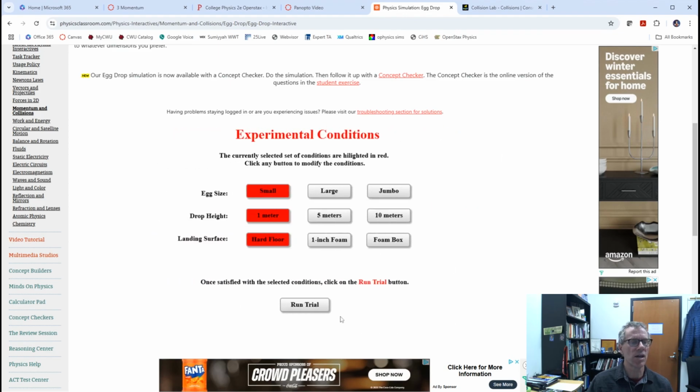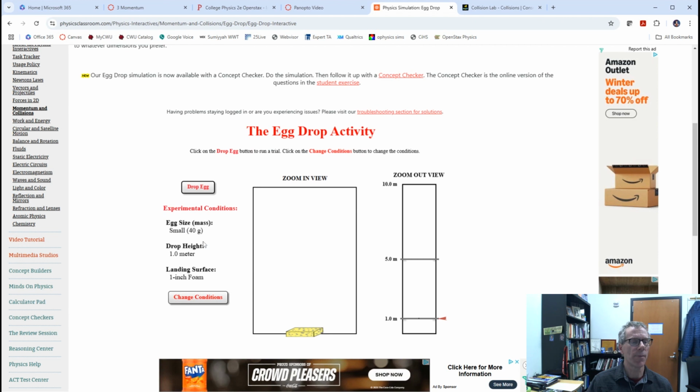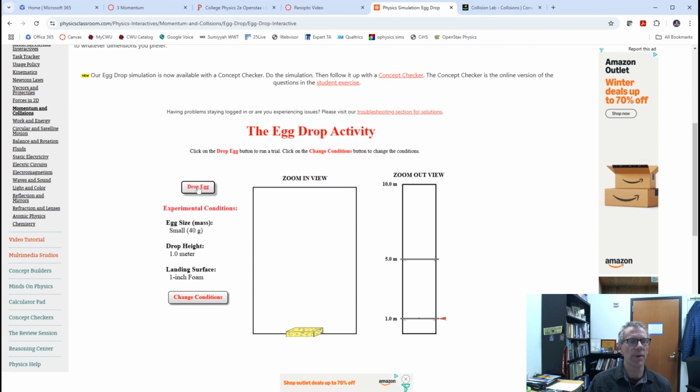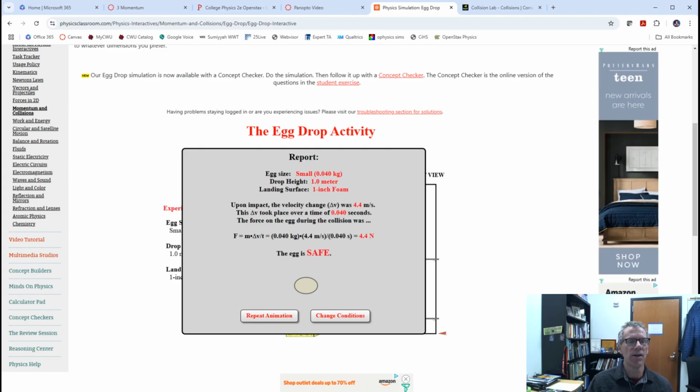So we're going to change the conditions here and drop it onto a 1-inch foam. We still have the same size egg, dropped over the same 1 meter, and we're going to drop it this time. And we look, same mass, same change in velocity, 4.4 meters per second. But this time the change took place over 4/100ths, not 4/1000ths of a second. So the collision took 10 times as long. The force exerted is just 1/10. So not 44 newtons, but 4.4 newtons.